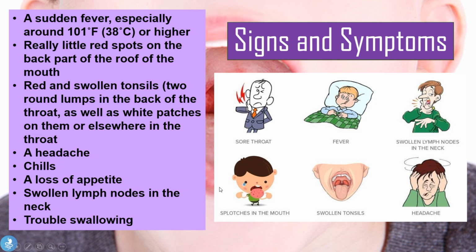They can also have a headache, chills, a loss of appetite, swollen lymph nodes, especially in the neck region, and trouble swallowing. So as we can imagine, if their throat area is very red and inflamed, it's very difficult to speak, so they'll also have hoarseness sometimes. They'll have difficulty in eating or refusal to eat, and they'll have trouble swallowing because their throat is so sore.